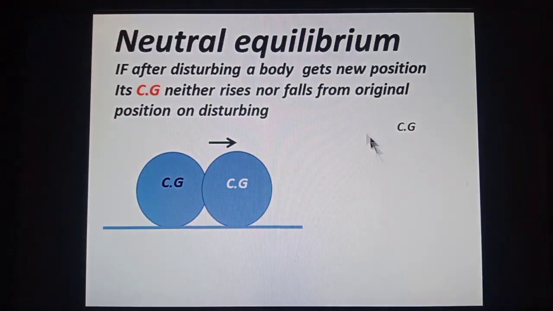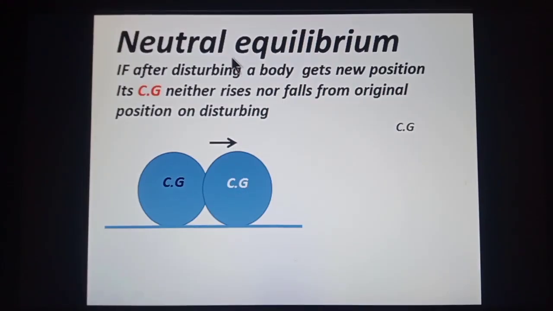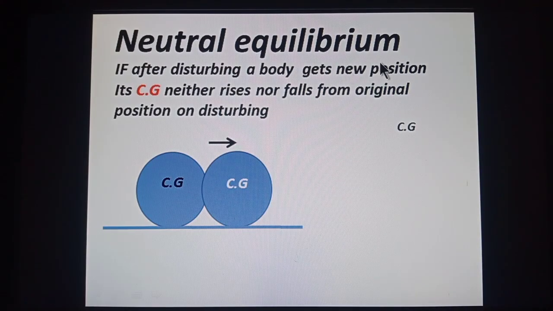Similarly, third is neutral equilibrium. If a body is disturbed and undisturbed, although it gets a new position, its center of gravity neither rises nor falls from its original position. Such an equilibrium is called neutral equilibrium. Best example is a ball. When we hit a ball, it rolls some distance on the floor and comes to rest. However, the position of its center of gravity from the surface of the earth does not change. It is an example of neutral equilibrium.